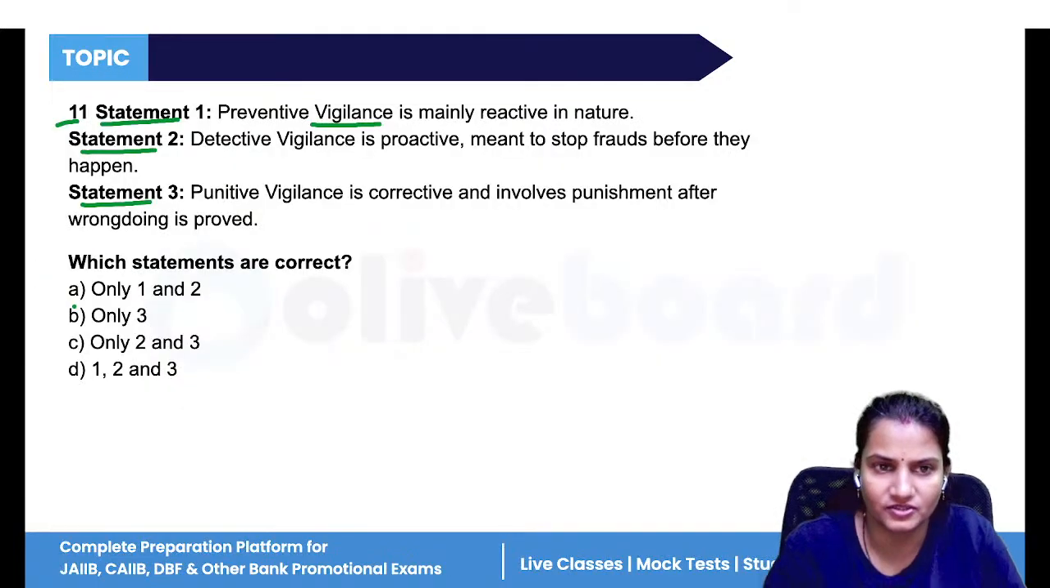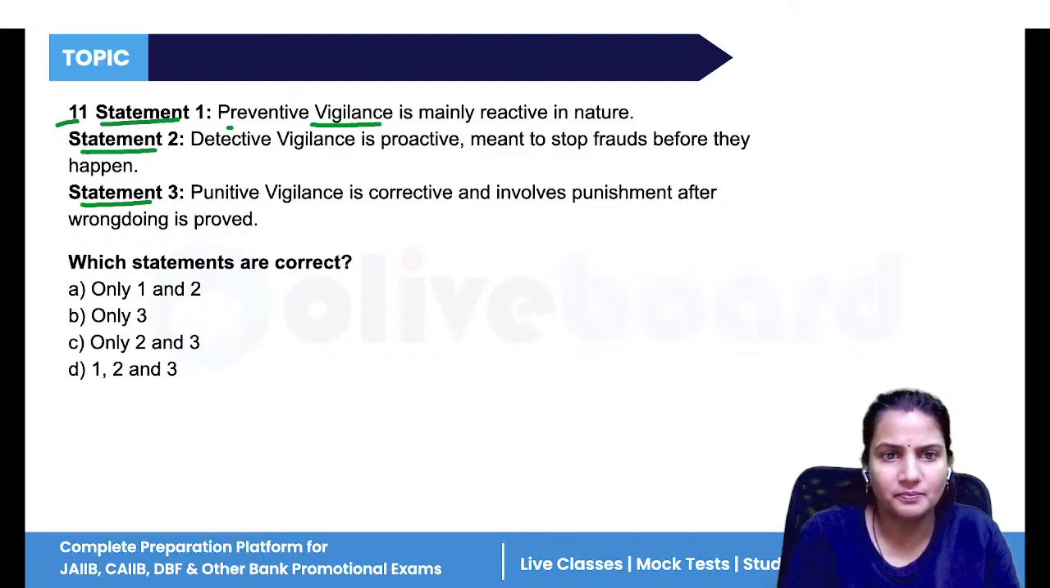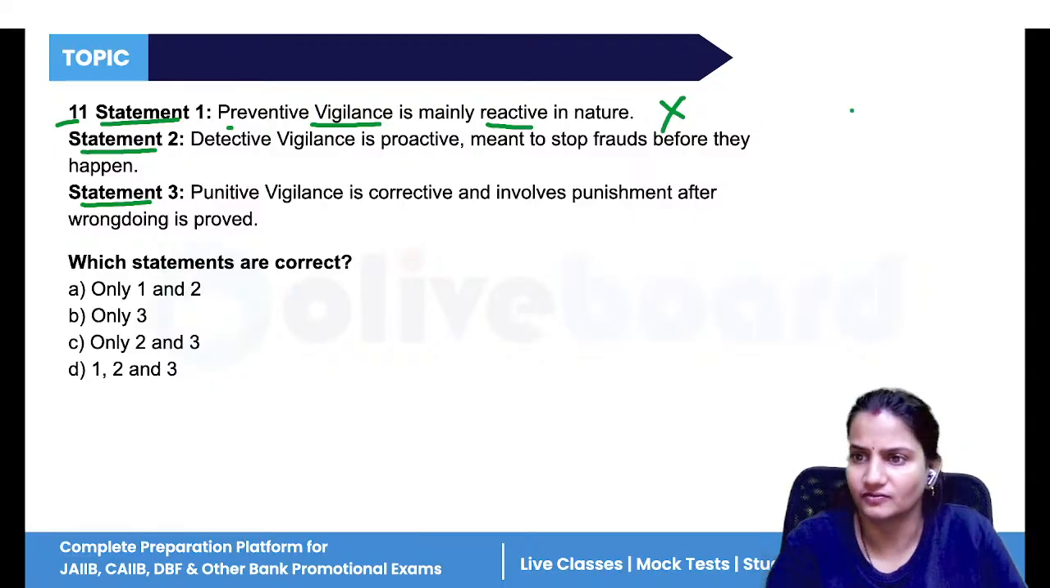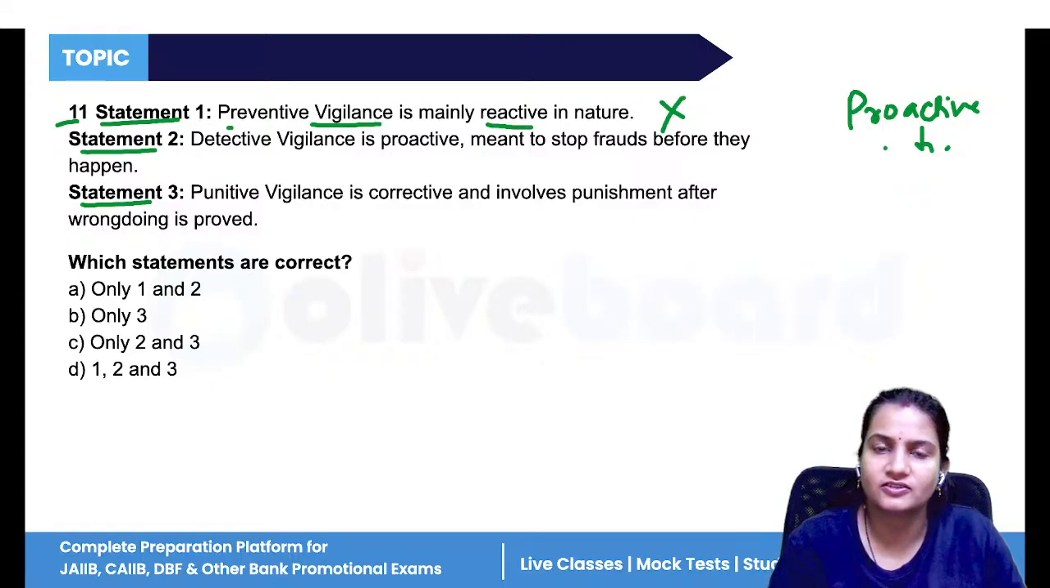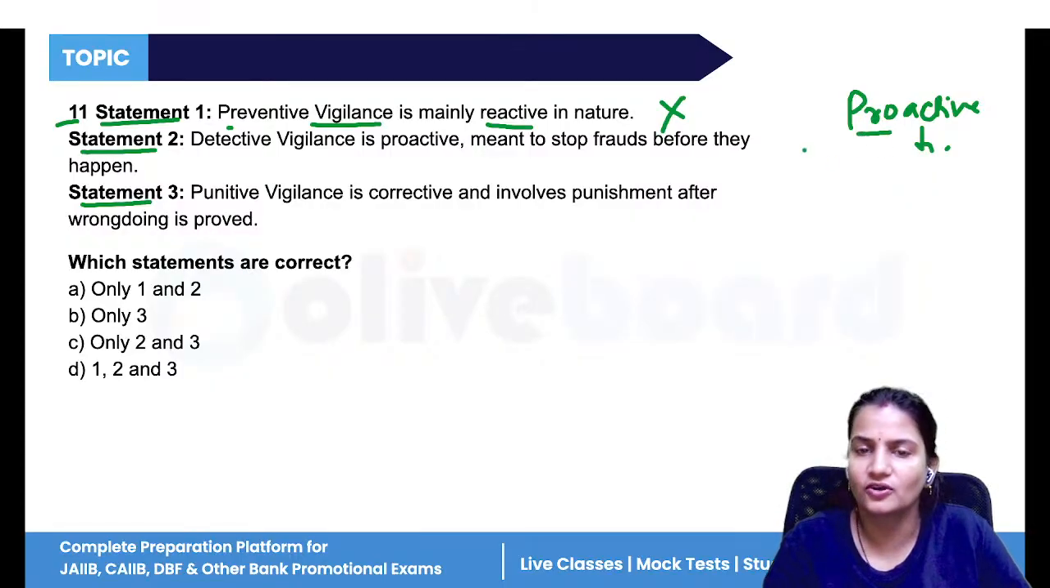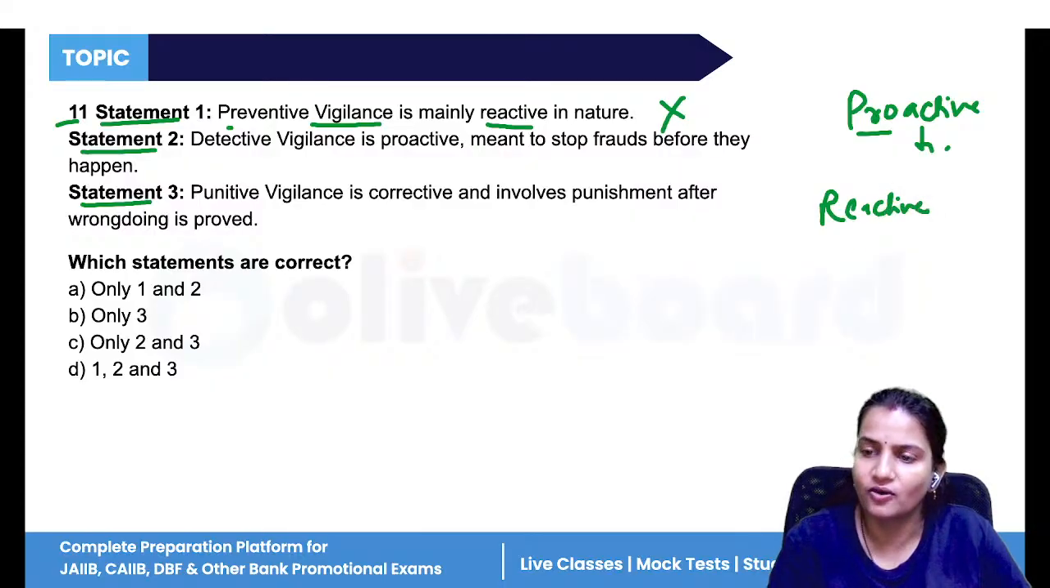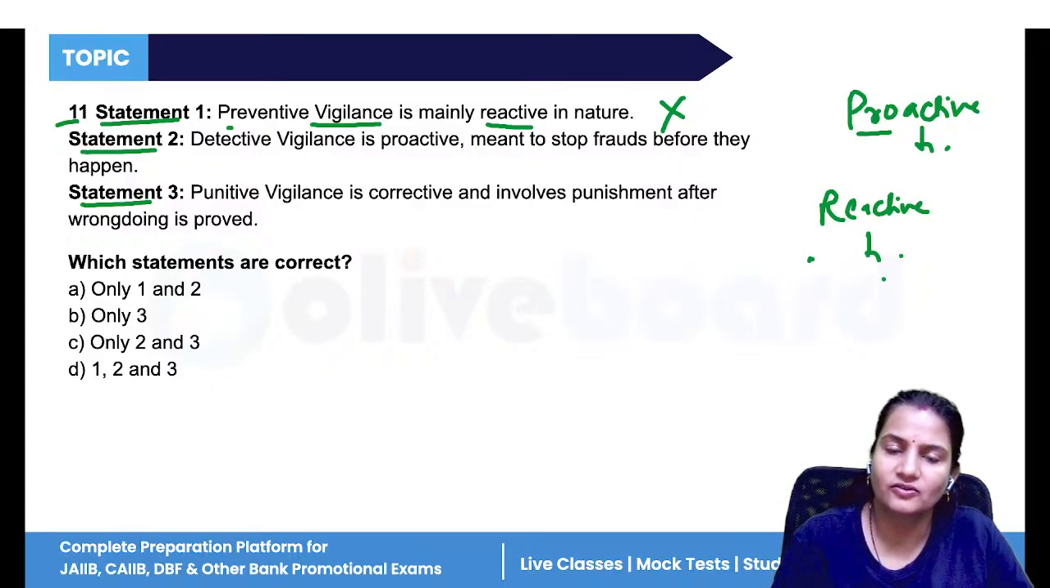Now, what was the question asking? Preventive vigilance is mainly reactive in nature. No, it is not reactive. It is proactive in nature. Proactive means you are taking actions before something happens. Reactive means when it has already taken place, after that you are taking the action.